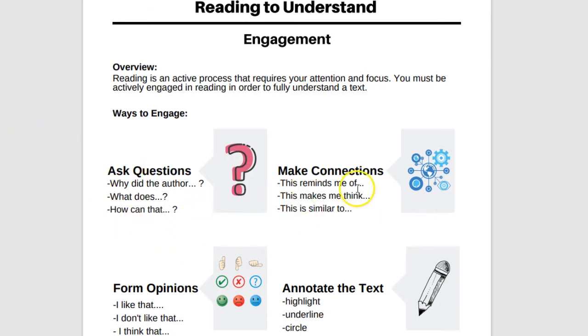Make connections. This reminds me of, this makes me think of, or this is similar to. Form opinion. This is something I really like. You know, there's the thumbs down, thumbs up, and you don't really care either way. But try to get down to your emotions. You know, if something really makes you angry, you're going to mark it. If something makes you laugh, you're going to mark it in the paper. And then, you know, lastly, annotate. You highlight, you underline, you circle, you write notes.